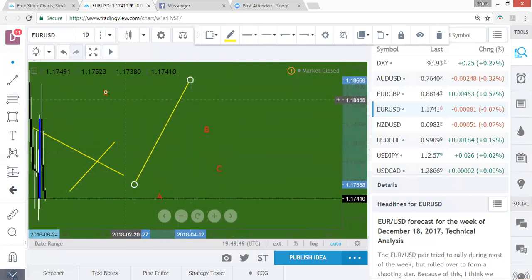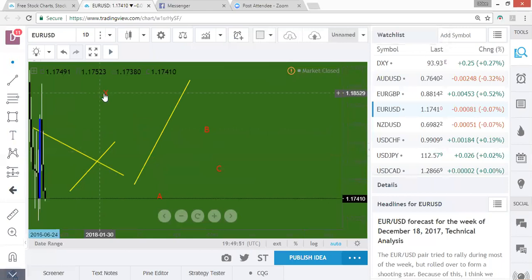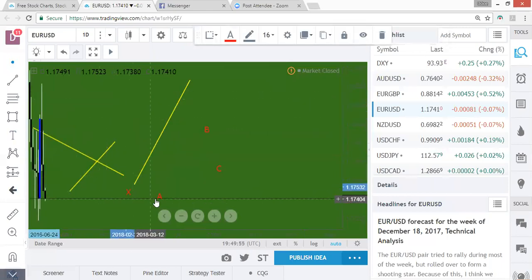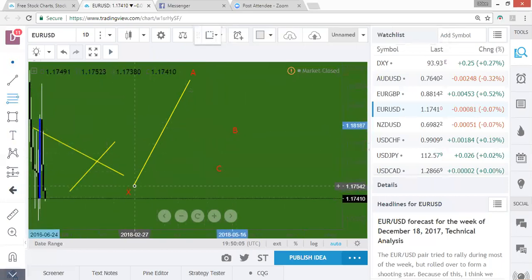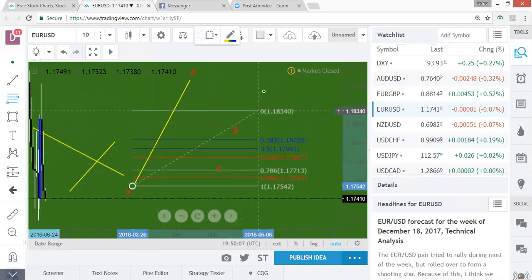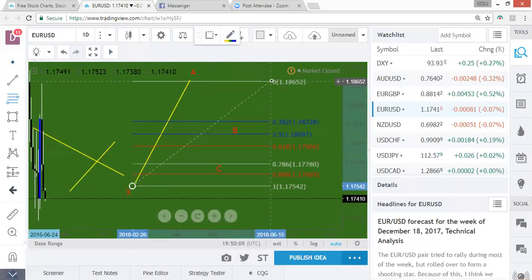We look for the impulse. In this case, X is going to be down here. A is going to be up here. B should be somewhere around here at 50%. So once we've noticed that we have an impulse leg, we're going to take Fibonacci retracement, pull it from X to A.